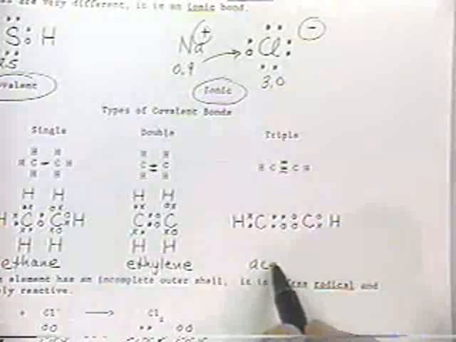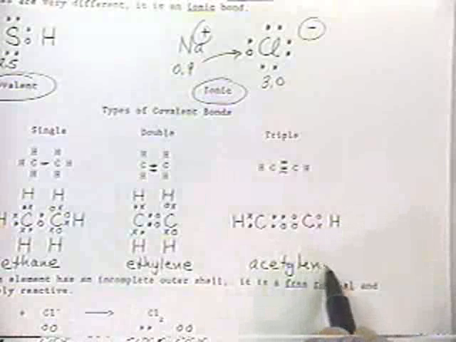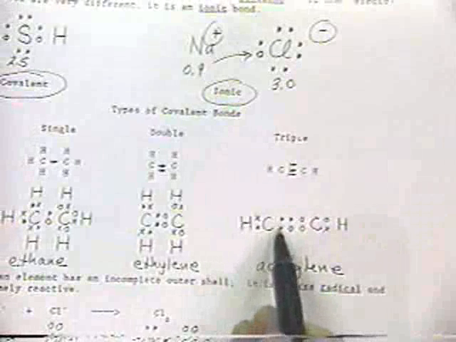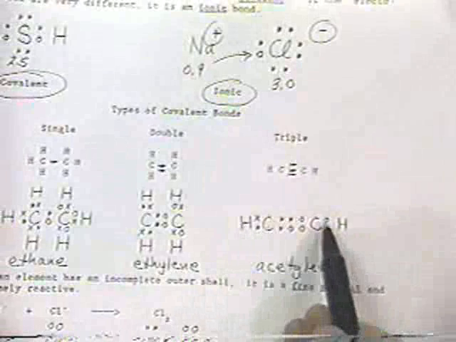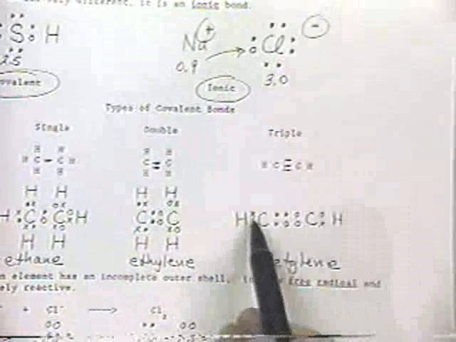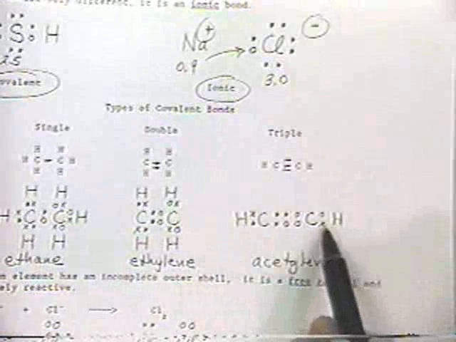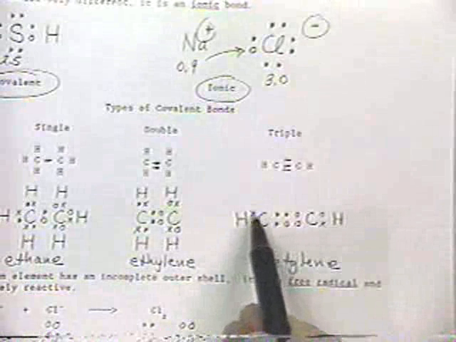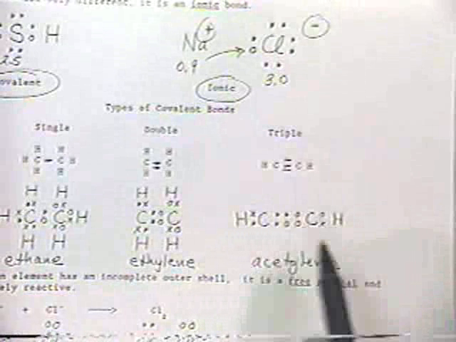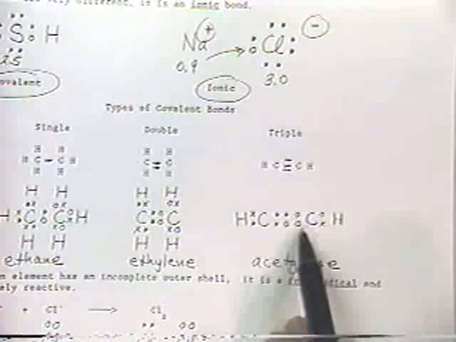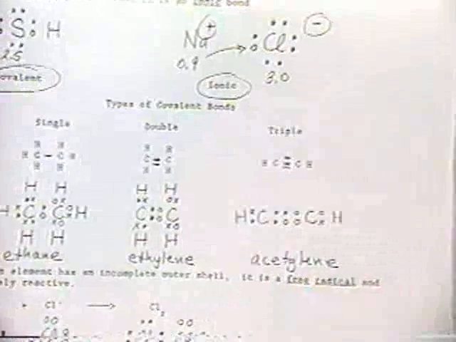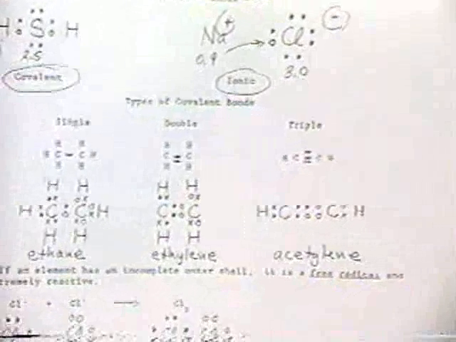This is acetylene. Again, there's 1, 2, 3, 4 electrons from this carbon, 4 from that carbon, 1 electron from that hydrogen, 1 from that hydrogen. This carbon has 8, and this carbon has 8. And each of the hydrogens has 2, so they're happy as well.